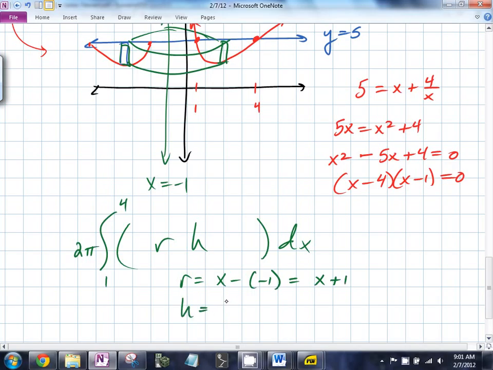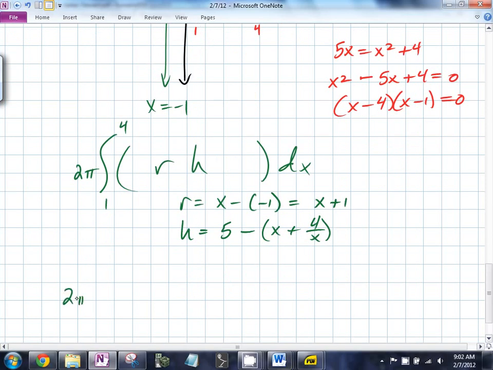What's the height going to be? 5 minus x plus 4 over x. Correct. So what do you end up with? You end up with 2 pi, the integral from 1 to 4 of r, which is x plus 1, times 5 minus x minus 4 over x dx.